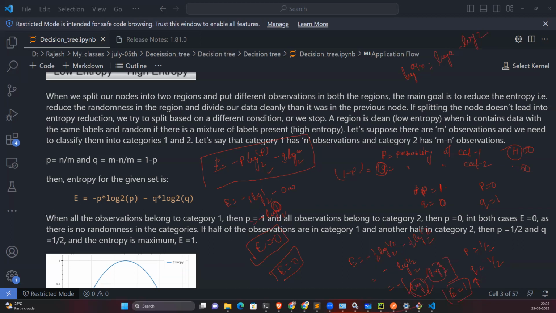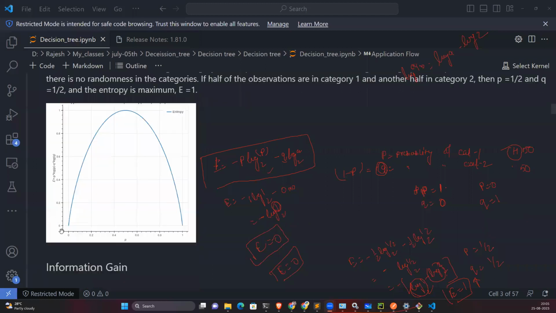So this is the formula here. This is the graph you can see. Entropy is 0 when the probability is either 0 or 1. Can you see this 0? But when the probability is 50%, the entropy is maximum. This is the formula, and the graph came from here. Any question? Did we understand all the concept?